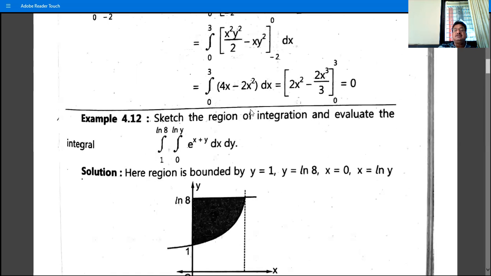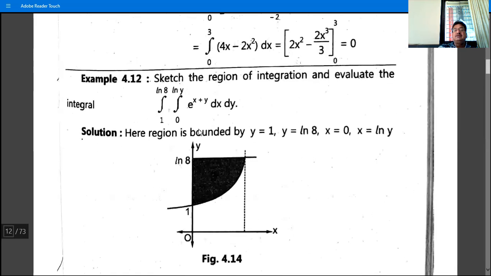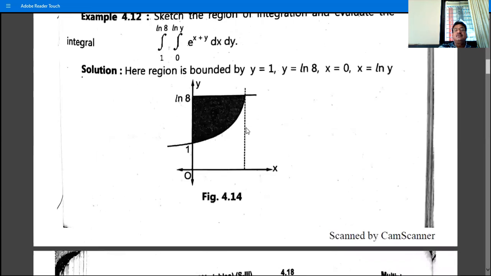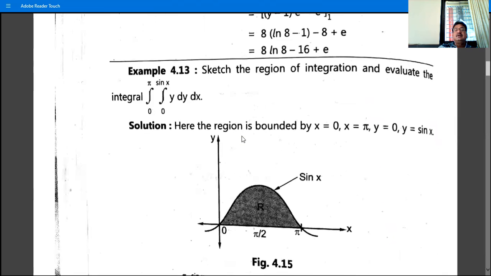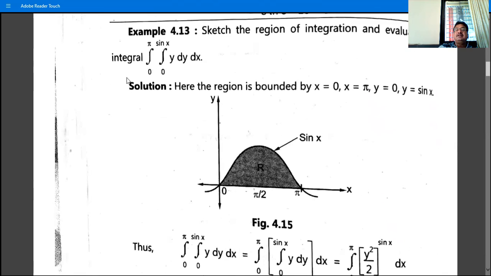Next is sketch the region of integration and evaluate, the same type of problem, but here the limits involve x and y. So we consider the next problem: sketch the region of integration and evaluate.